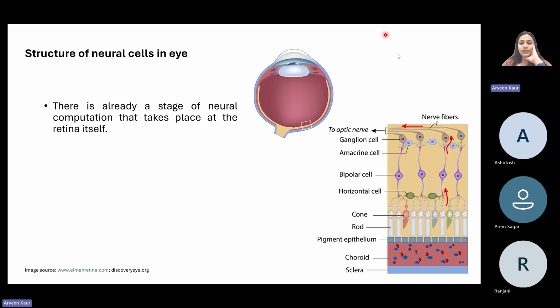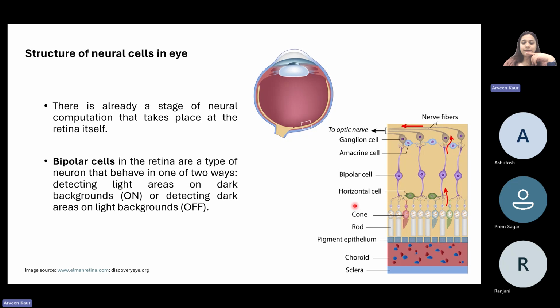Now, what is this, right? So as you can see, there are multiple kinds of these horizontal cells, also ganglion cells, horizontal cells, right? We'll come to that. So bipolar cells over here, which are transferring information from the rods and cones to these ganglion cells. They in the retina are a type of neuron that behave in one of two ways. They either detect light areas on dark backgrounds, which is on situation, or they detect dark areas on light backgrounds, which is off situation, right?